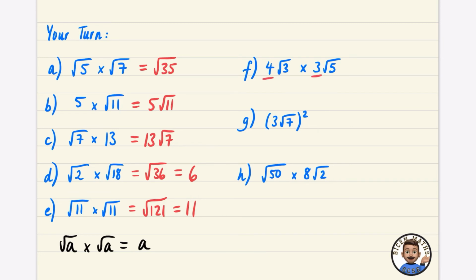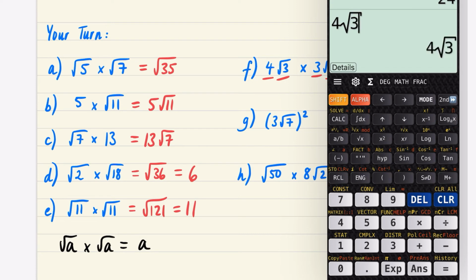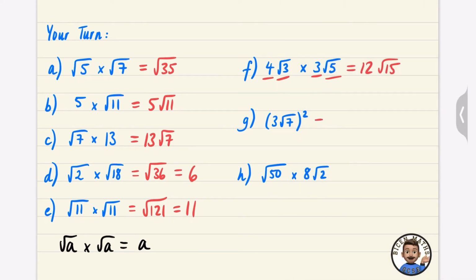Okay, so for this one we can do it in whatever order. So I'm going to do the 4 times the 3, which is the 12. The root 3 times the root 5 is the root 15. So we have 12 root 15. And I'll show you that one in the calculator. 4 root 3, make sure you come out of the surd, multiplied by 3 root 5, and you get 12 root 15.